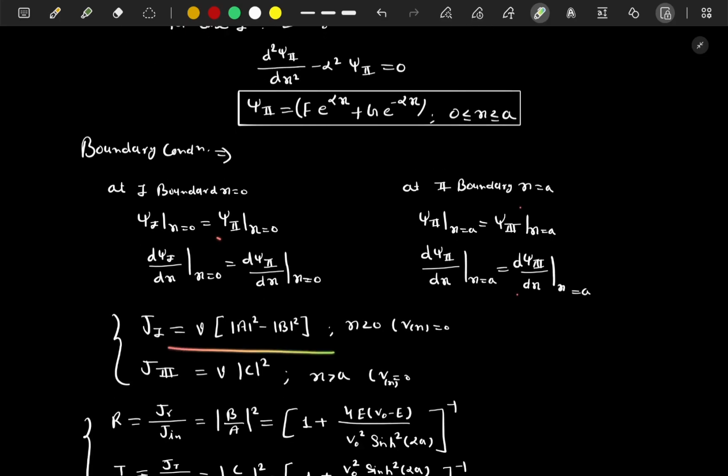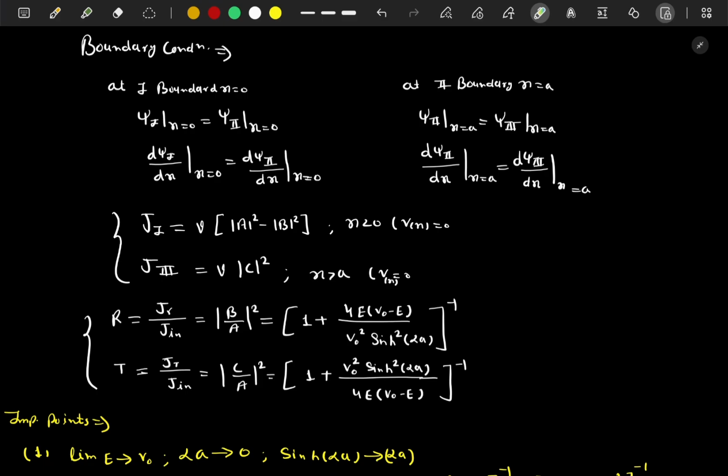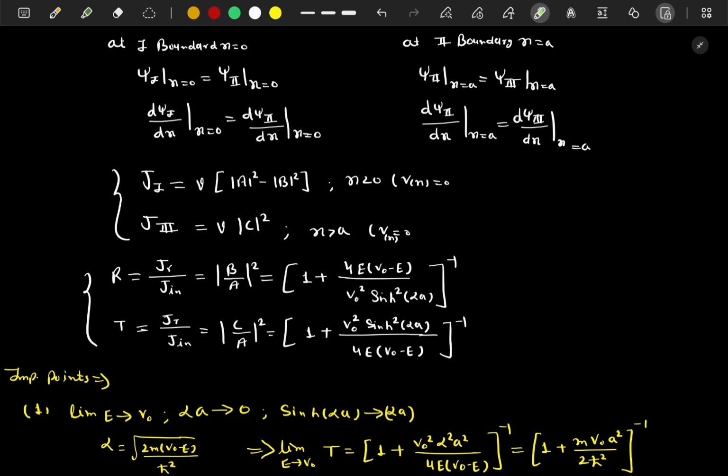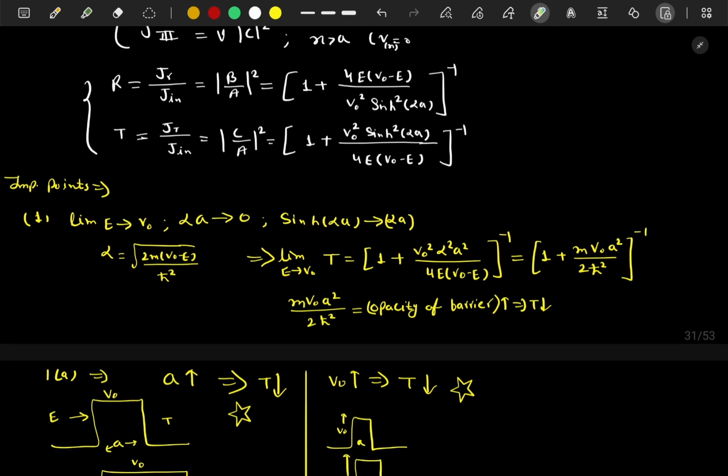So we have the current density, and the reflection coefficient is 1 plus 4 E (V naught minus E) over V naught square sinh square alpha a. Similarly, for the transmission coefficient: 1 plus V naught square sinh square alpha a by 4E(V naught minus E), whole inverse. Now there are some important points we should remember.